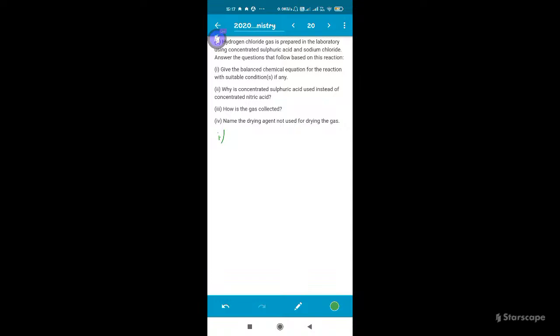So the reaction was NaCl, sodium chloride, plus H2SO4 at the temperature lower than 200 degrees Celsius. You will get NaHSO4, sodium hydrogen sulfate, plus HCl, hydrogen chloride gas. So this is the reaction.